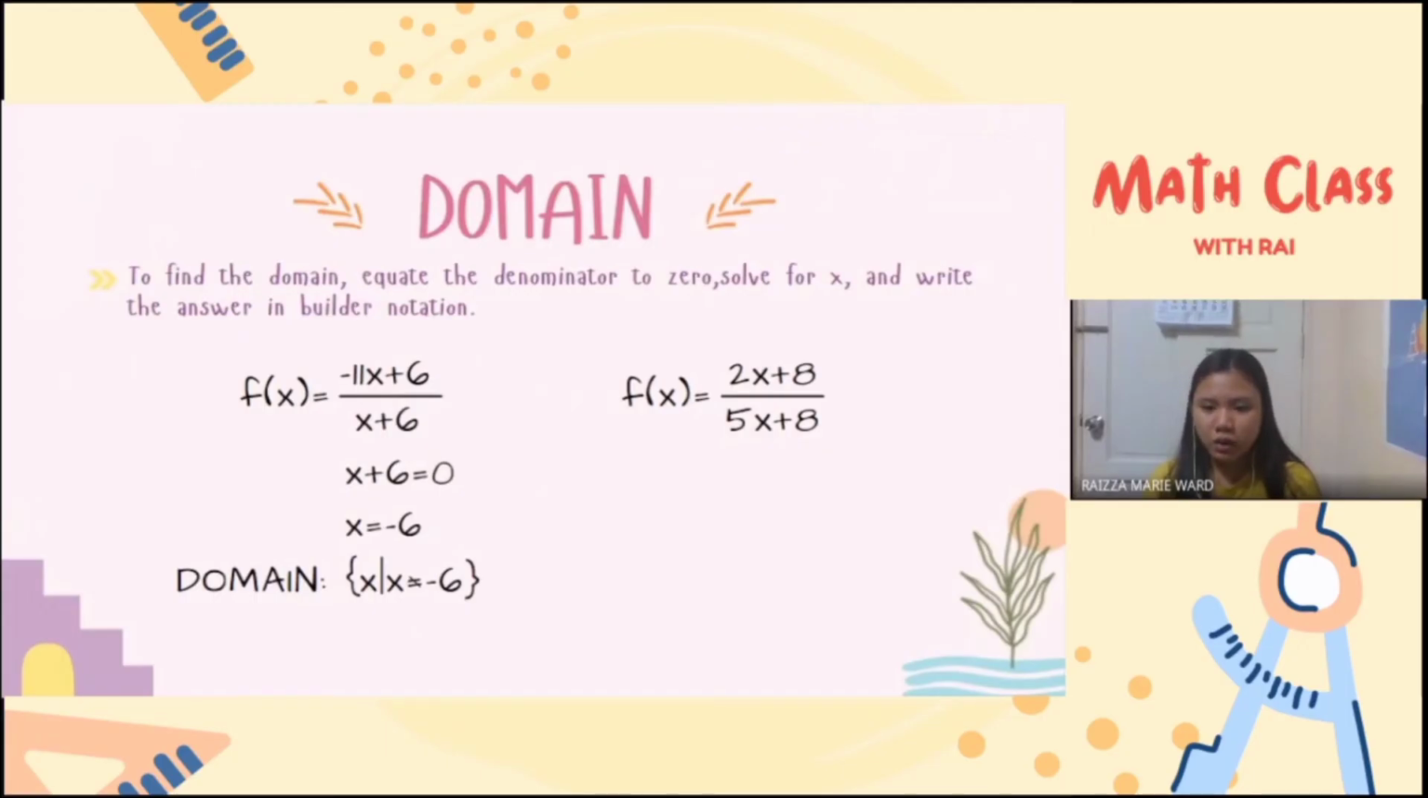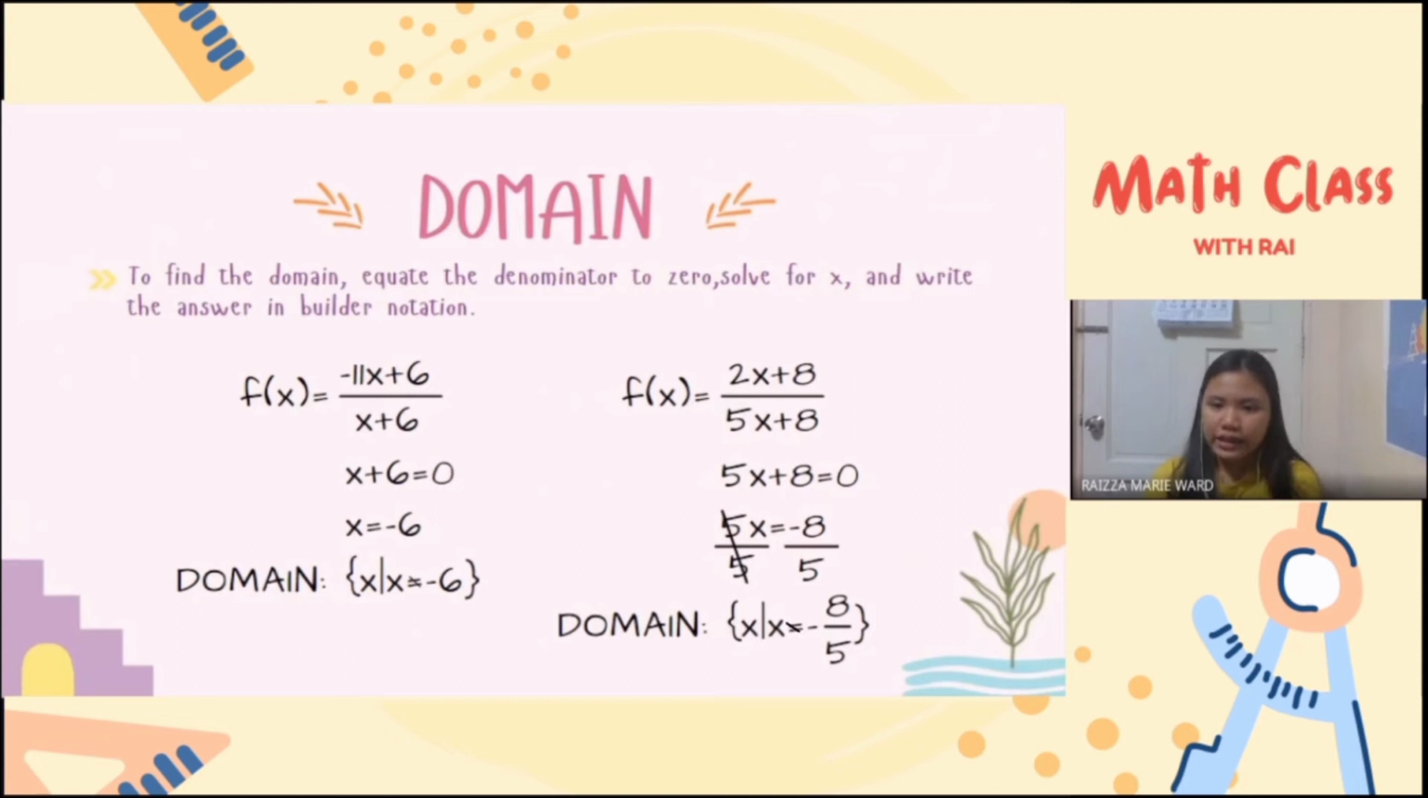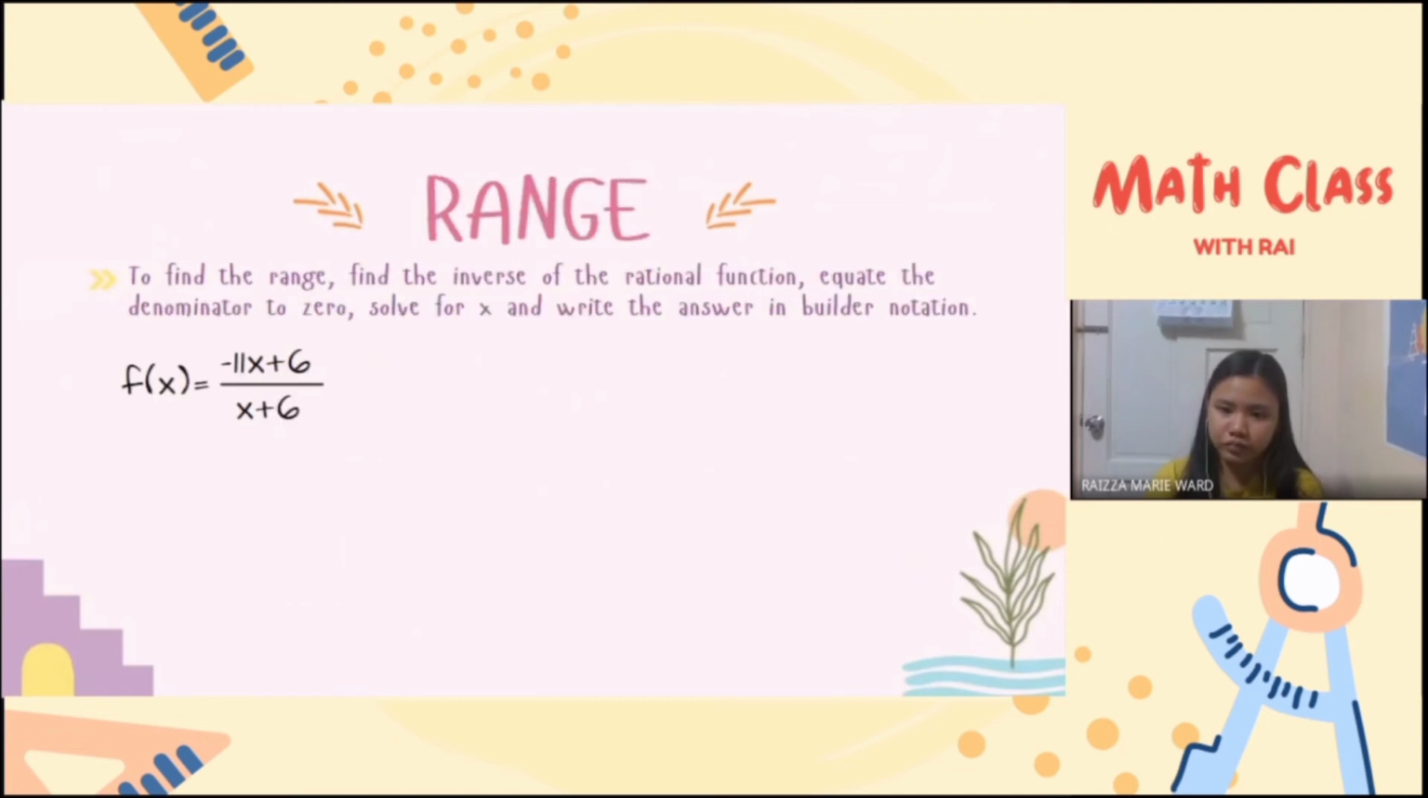Okay, let's solve this problem. The denominator is 5x plus 8. Equate natin to 0, 5x plus 8 is equal to 0. Transpose 8, papalitan yung sign, 5x is equal to negative 8. Isolate natin si x by dividing it by 5 para makancel. Divide both sides by 5. Cancel, and x is equal to negative 8 over 5. The final answer for the domain of this is x such that x is not equal to negative 8 over 5.